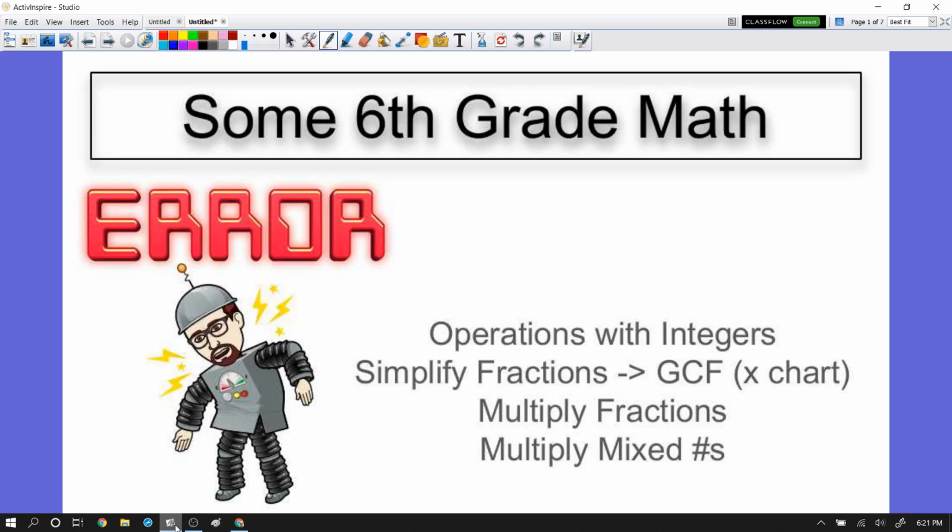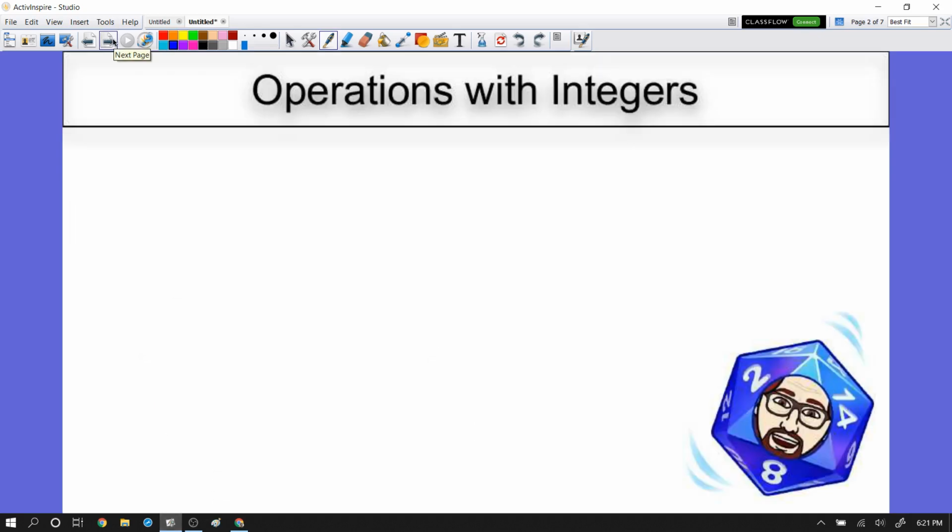First, what we're going to do is talk about the operations with integers. It's basically going to just sum up to be proficient with the calculator. Then simplifying fractions using the multiplication chart and finding the greatest common factor. And then the basics of multiplying fractions. Multiplying mixed numbers will come in later. That's a pretty complex idea and it's going to take a lot of practice.